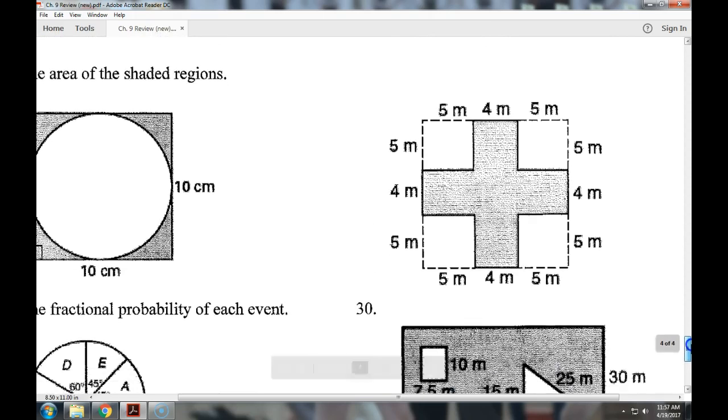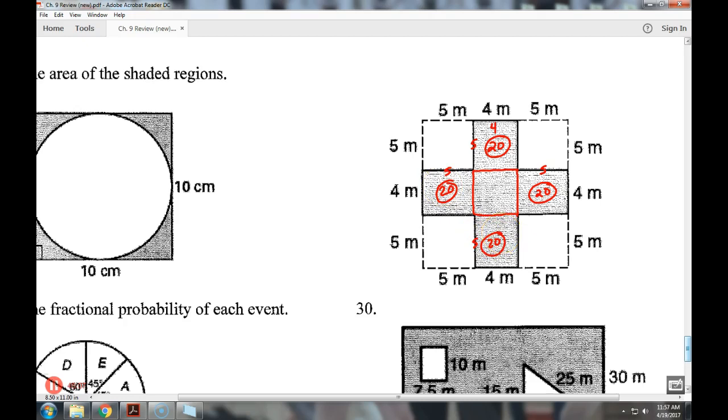We need to find the shaded area of this cross. I don't think this one's too bad. Let's see if we can do this. Find the shaded area. I might just break these guys up into squares or rectangles. So it looks like this rectangle is 4 by 5, so that's 20. This rectangle over here is 4 by 5, so that's 20. This one over here is 4 by 5, so that's 20. This bottom one is 4 by 5, so that's 20.